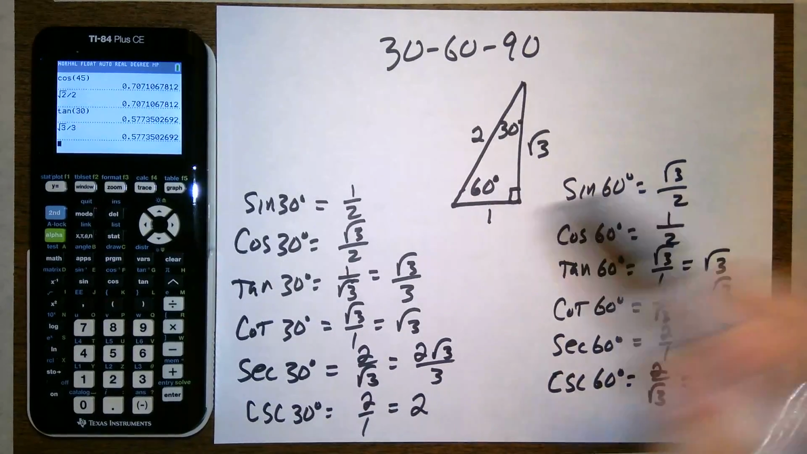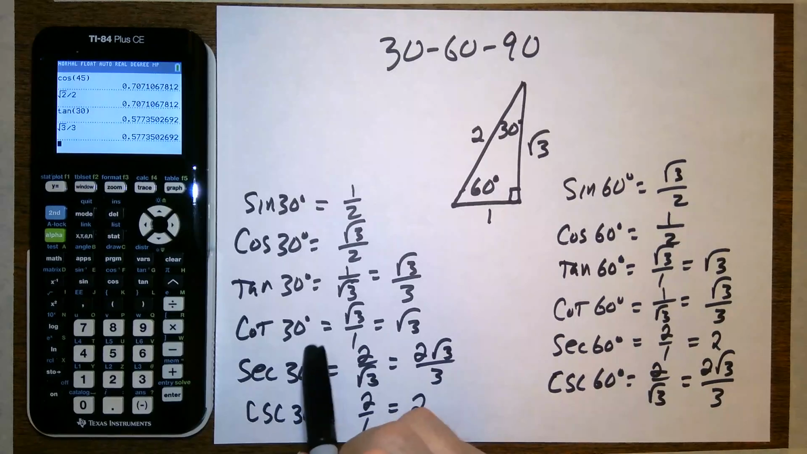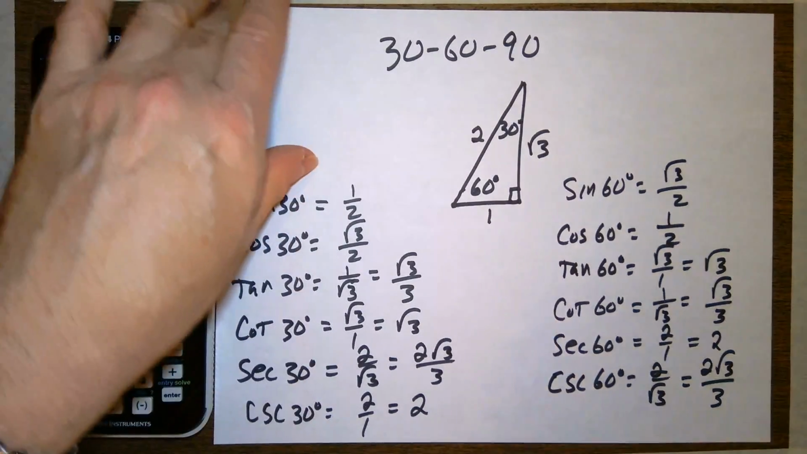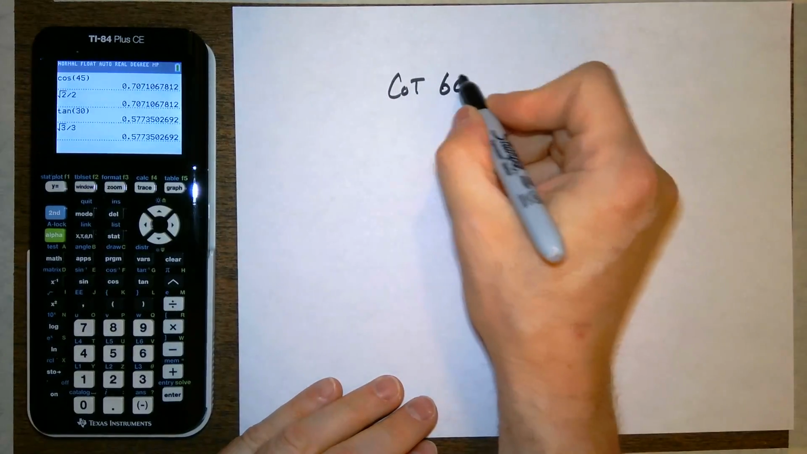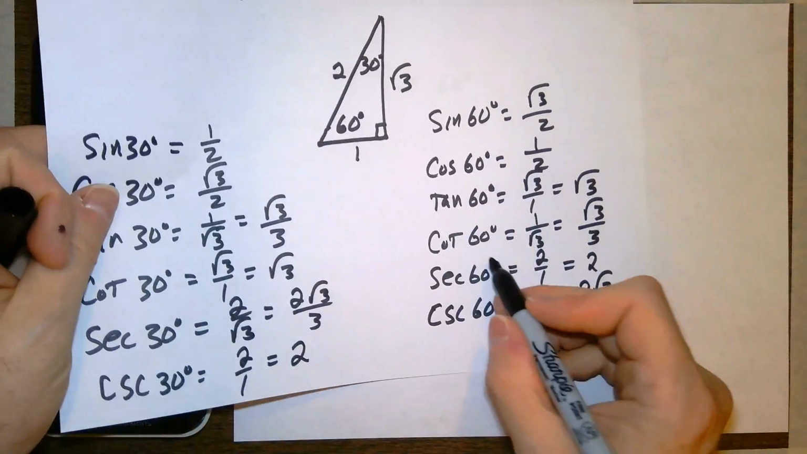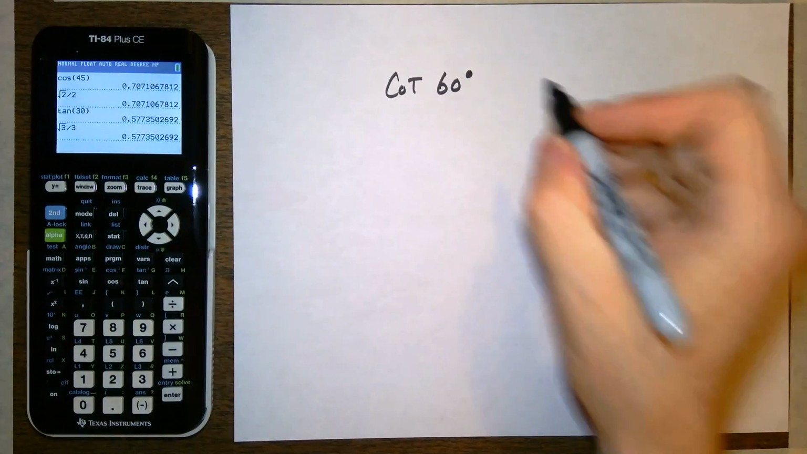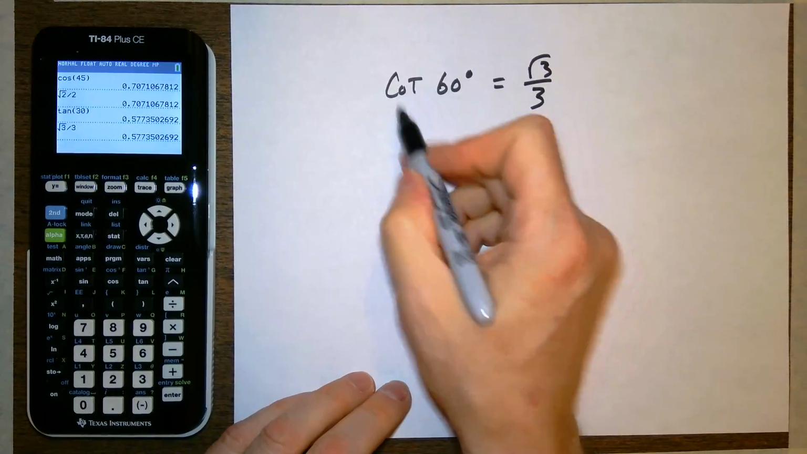So sine, cosine, and tangent are pretty obvious. But how would I do something like the cotangent? Let's take a look at that for a moment. Suppose I want to find the cotangent of 60 degrees. Now, we already did it on the previous problem. I know that it's root 3 over 3. But how would I do this on the calculator?